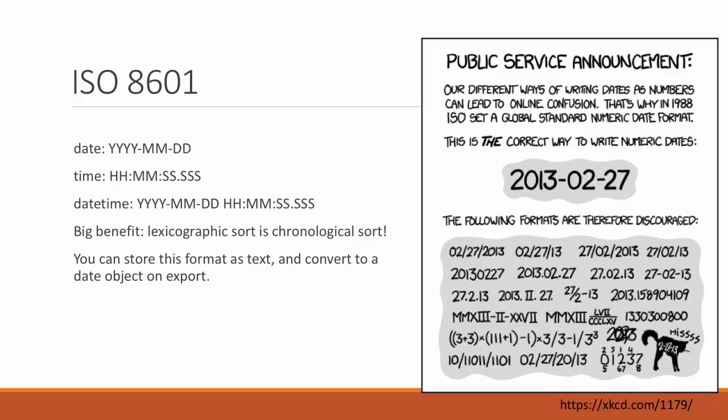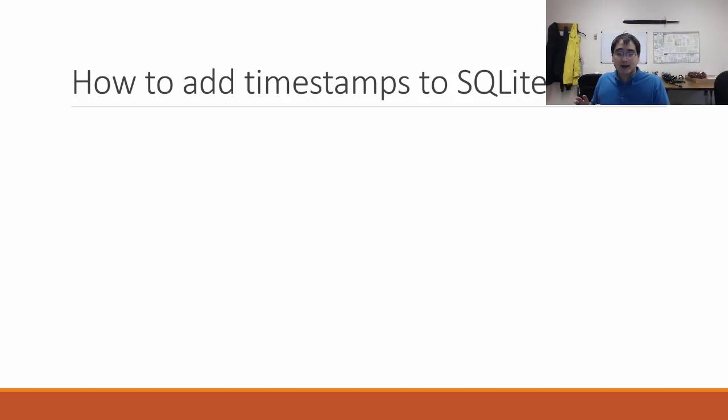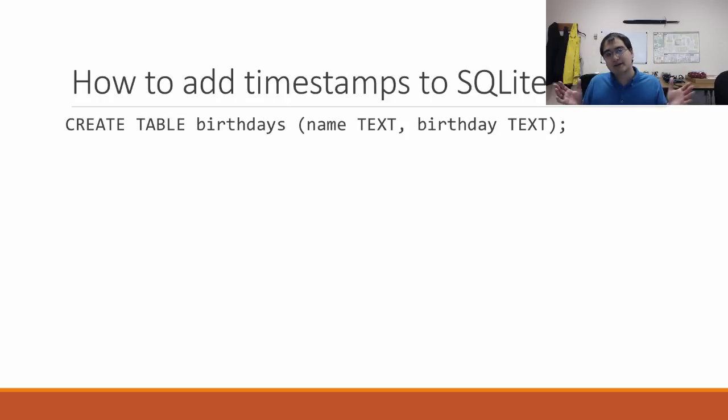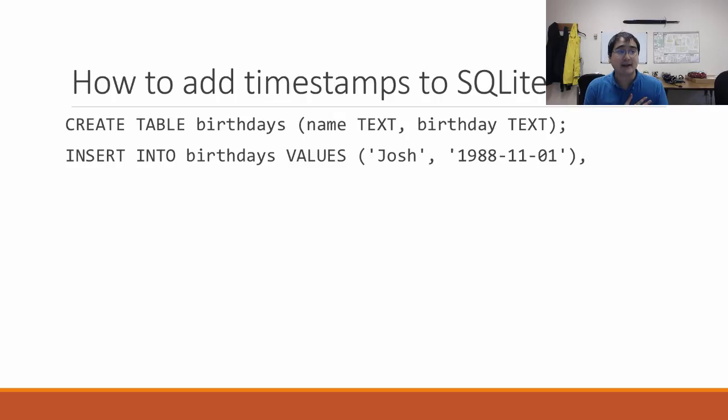Okay, so how do you work with times in SQLite? Well, for instance, let's make up a table. Say I'm trying to keep track of everybody's birthdays. Okay? So everybody has a name, everybody has a birthday. So if I want to say, hey, I'm going to stick my birthday in the database, I'd say insert into birthdays values, Josh, and my birthday represented in ISO 8601.